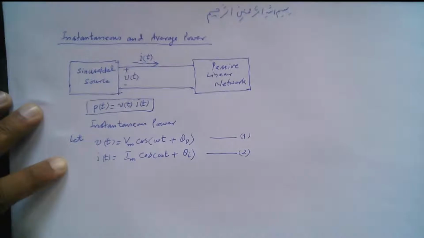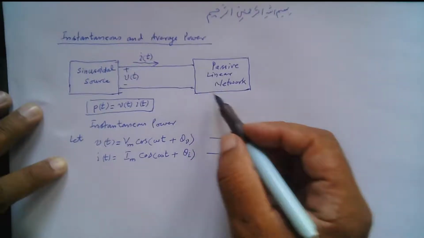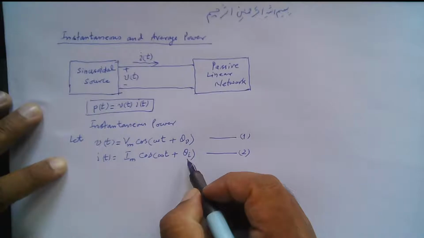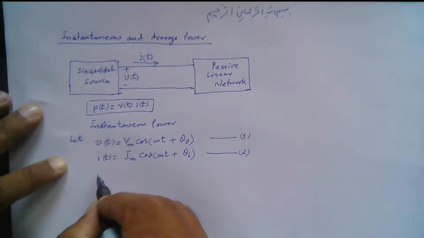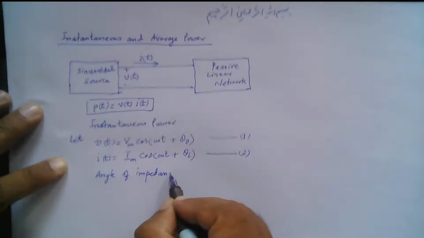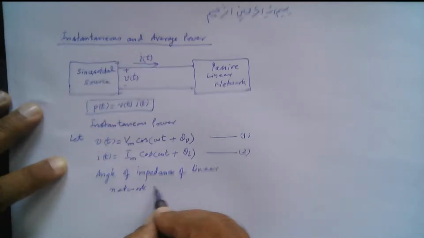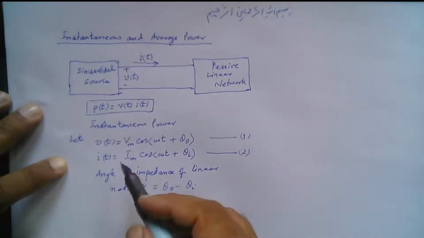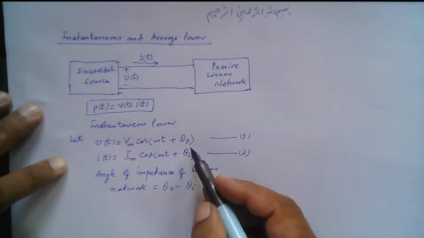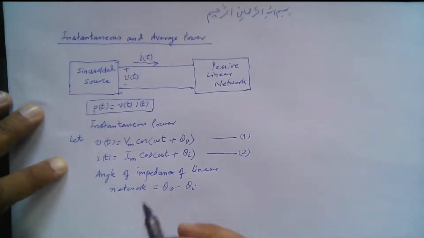Before we proceed further, what will be the angle of the impedance, the total impedance of this passive linear network? That will be the difference between the phase angles, theta v minus theta I. Because if we take the phasor of this voltage and the phasor of this current and divide them, the phase difference will be theta v minus theta I. So that will also be the angle of the impedance of this passive linear network. This was only a passing remark.